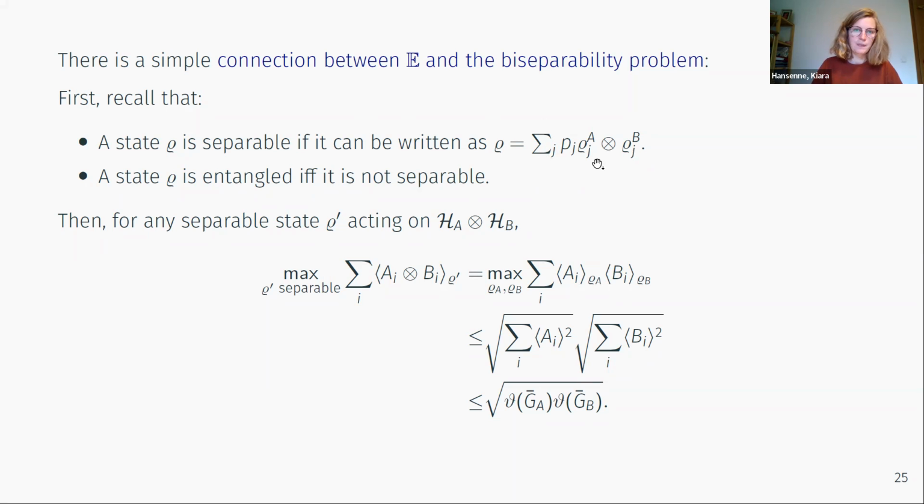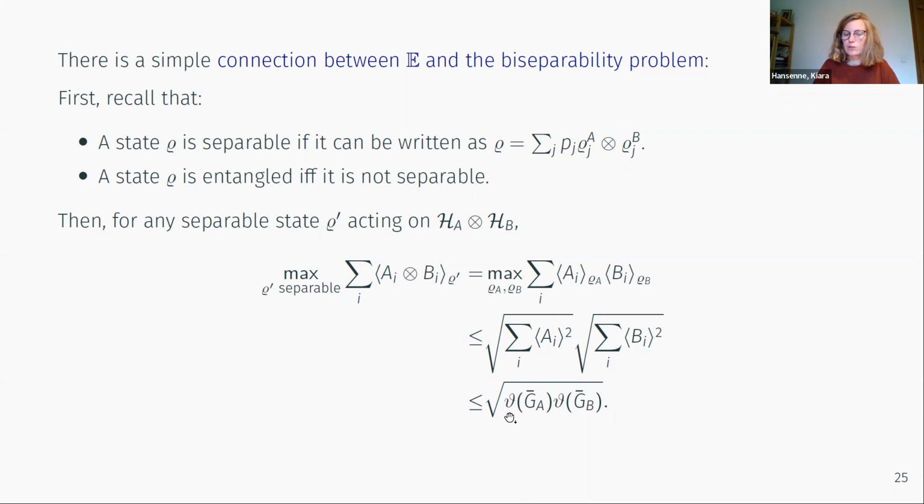And then the separability problem is, if you have a state rho, to determine if it can be written or not like this. Okay, and then using our research, what we saw is that if you take any separable state rho prime acting on system A tensor system B, and then you maximize over all separable states the sum of expectation values of observables that can be written as products, you can just rewrite this like this. And then using Cauchy-Schwarz inequality, you end up with something that looks like this. And then we see again here the sum of the square of the expectation values, what we just found an upper bound on.